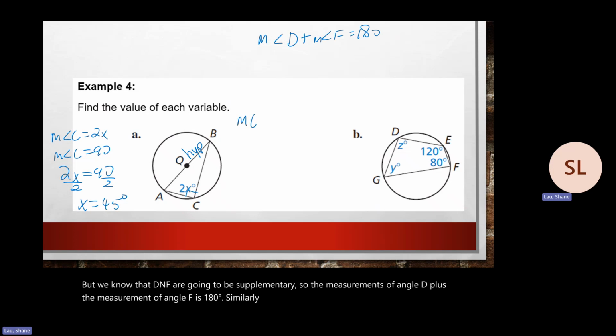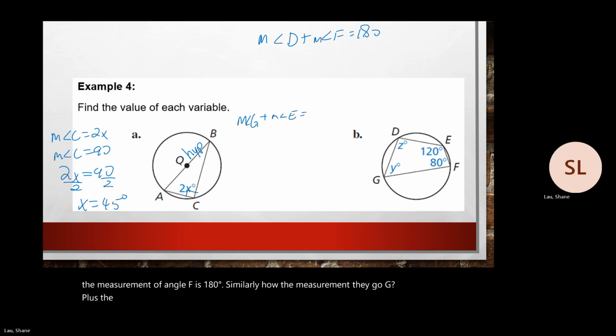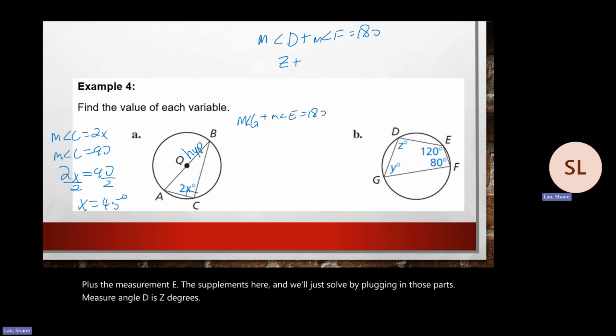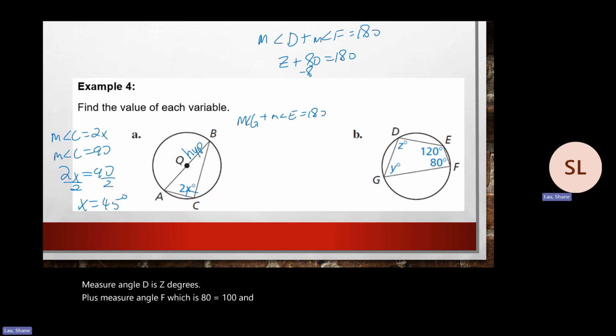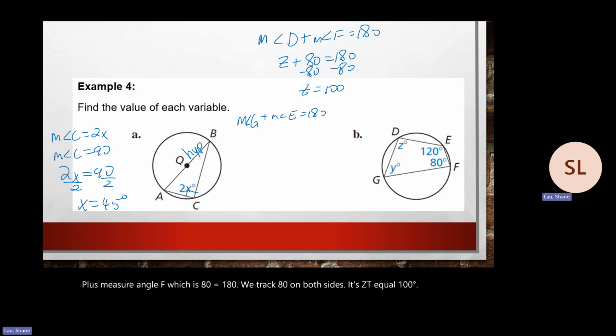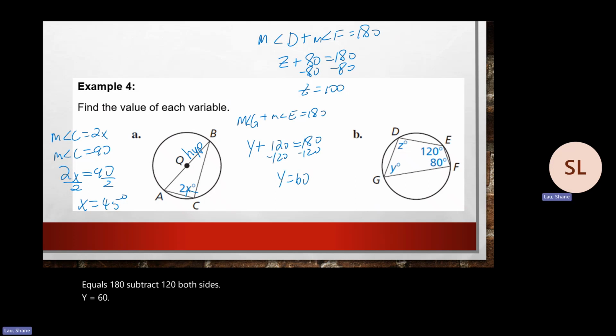Similarly, the measurement of angle G plus the measurement of angle E is supplementary. And we'll just solve by plugging in those parts. Measurement of angle D is Z degrees plus the measurement of angle F, which is 80, equals 180. Subtract 80 on both sides, get Z to equal 100 degrees. We do the same thing for G and E. G is Y degrees plus E, which is 120, equals 180. Subtract 120 on both sides. Y equals 60. And that is my answer. Pretty simple.